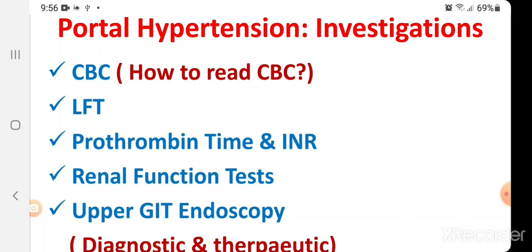You do the liver function test, because the main organ affected is the liver. Usually in periportal fibrosis, the liver function test is normal, but in cirrhosis, the liver function test deteriorates. You measure the prothrombin time and INR. You check the renal function tests, because also bleeding will lead to deterioration of the renal functions.